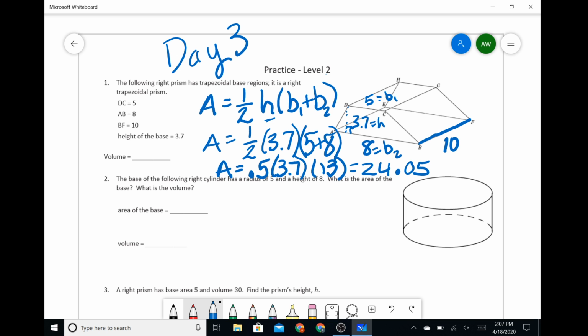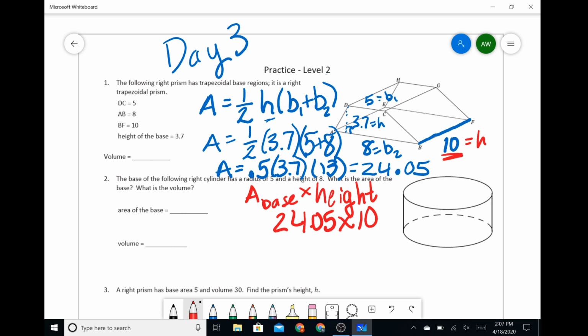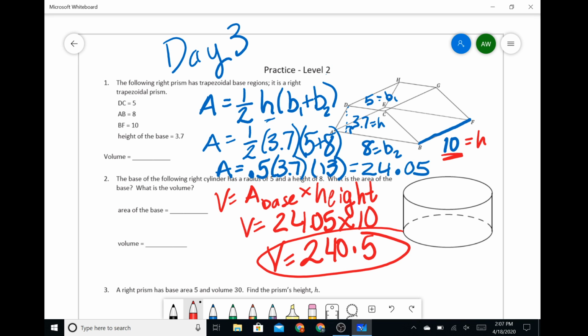And that is my final answer for this first. Oh, it's not my final answer. I'm so sorry. That's the area of the base, right? But then what I have to do is I take the area of the base times the height of the prism, which in this case is 10, right? That's the height of the prism. So I do 24.05 times 10, and I get 240.5 is my volume. So that is my answer, 240.5.